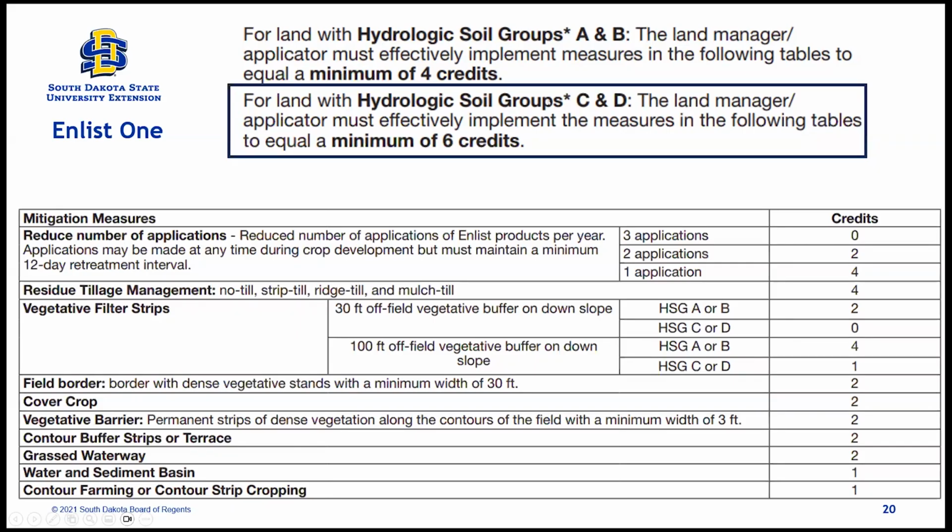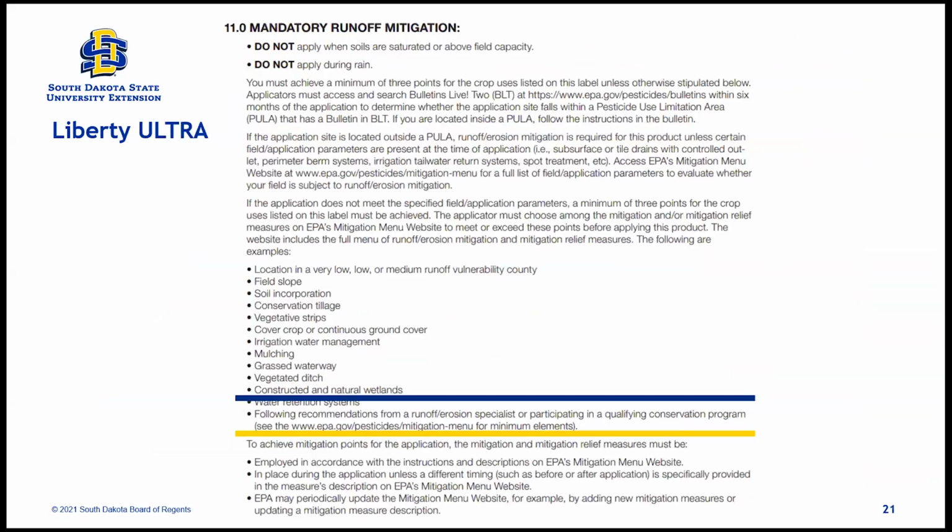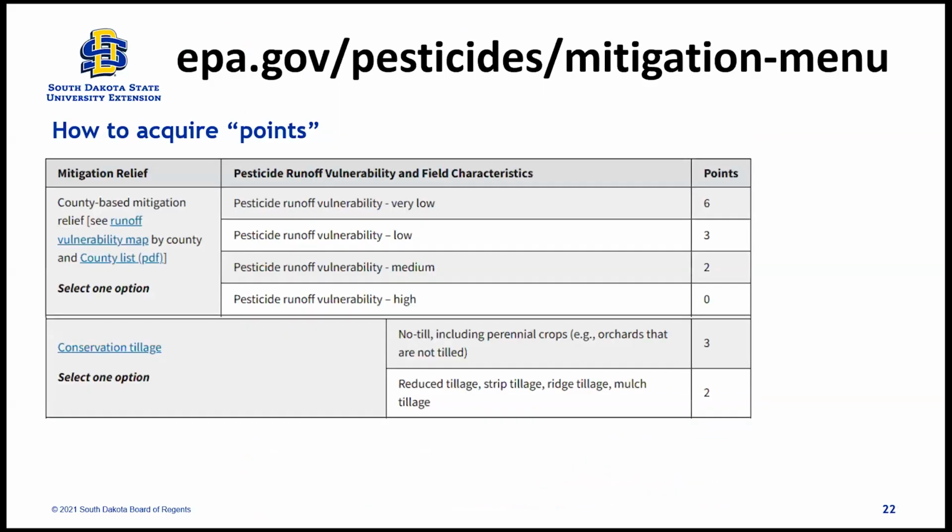So it may be new and kind of confusing, but just know if you start recording what you're doing and the corresponding points, you're probably going to be good. While the Enlist One label is pretty easy to follow, Liberty Ultra, I'll be honest with you all, is quite terrible. Even with the Control F function, it doesn't really lay out what you need for the mitigation points. It just takes you to that website. But again, Control F, go back to this website, figure out your points that you're already doing with your practices. You're going to be good to go.